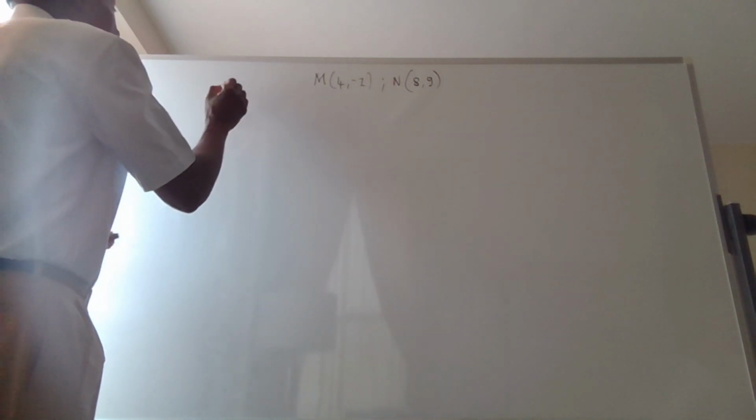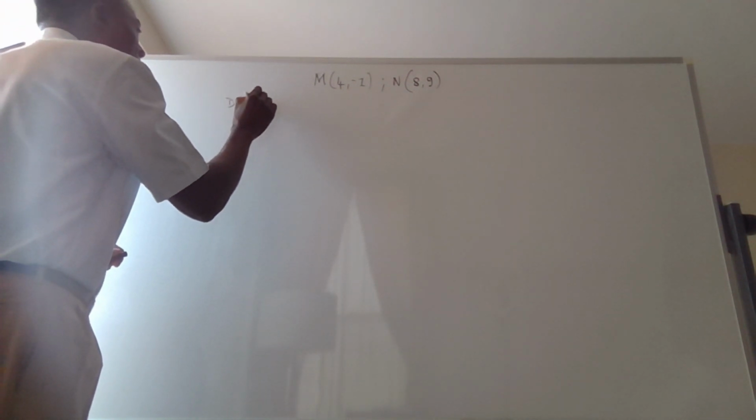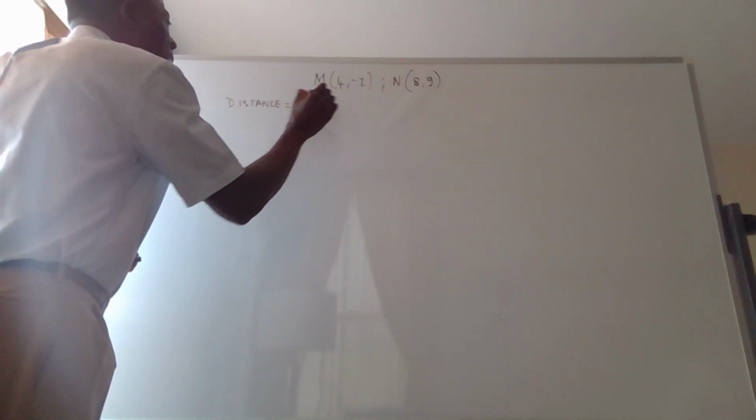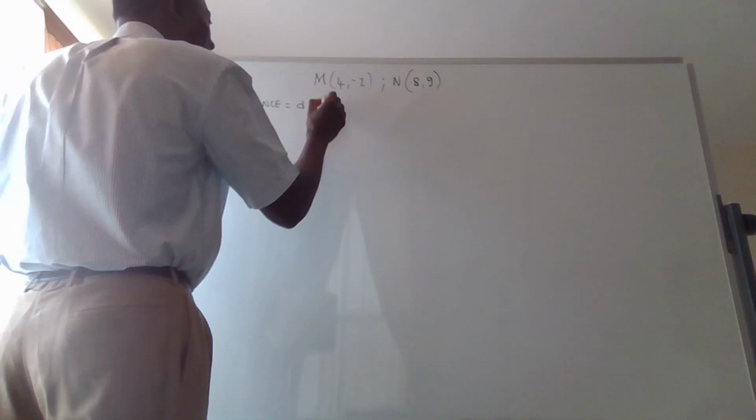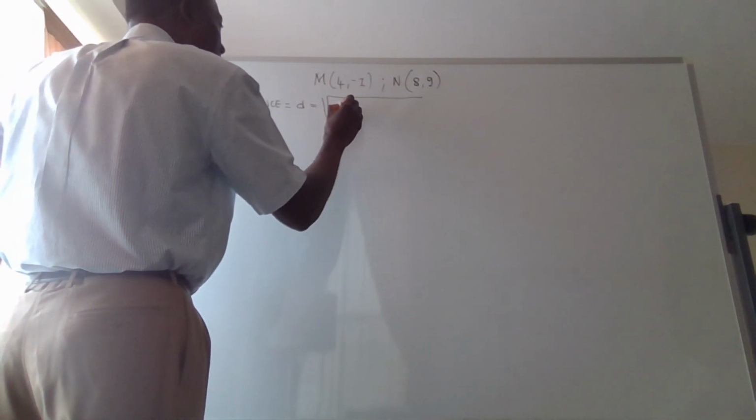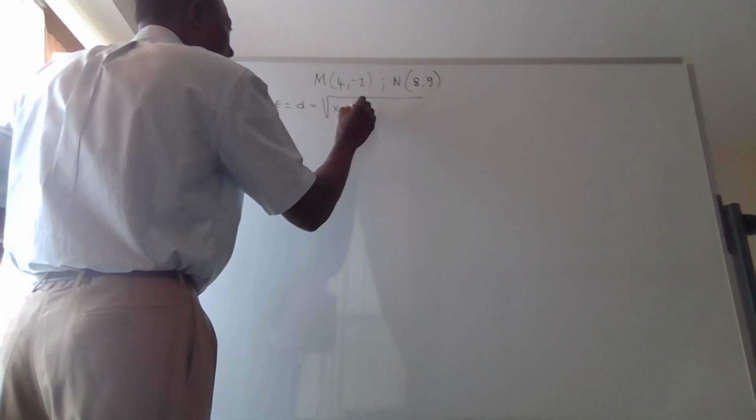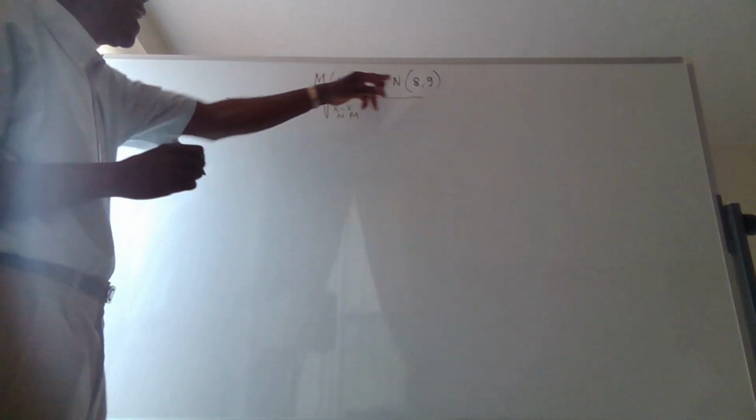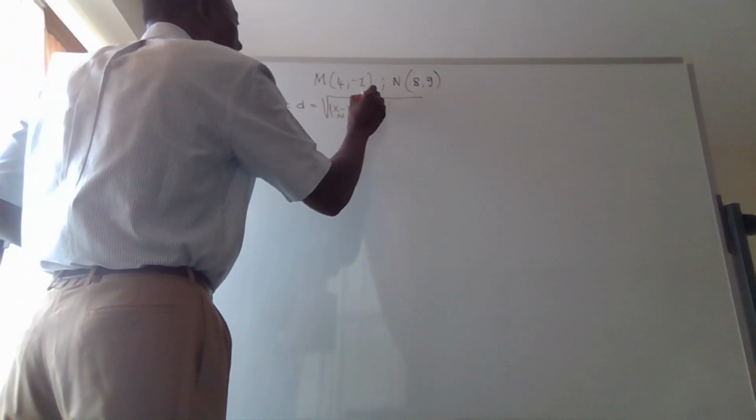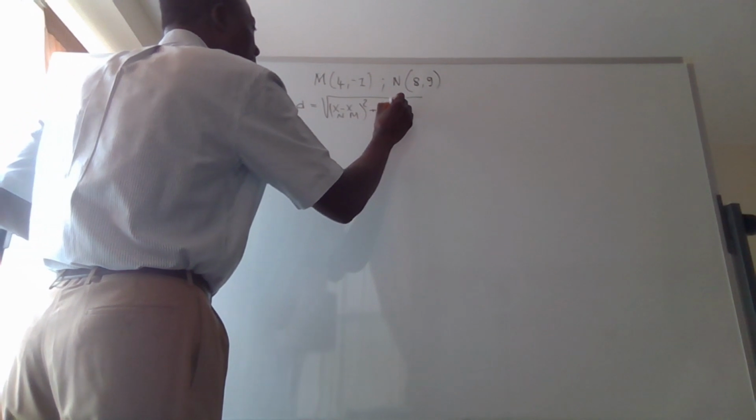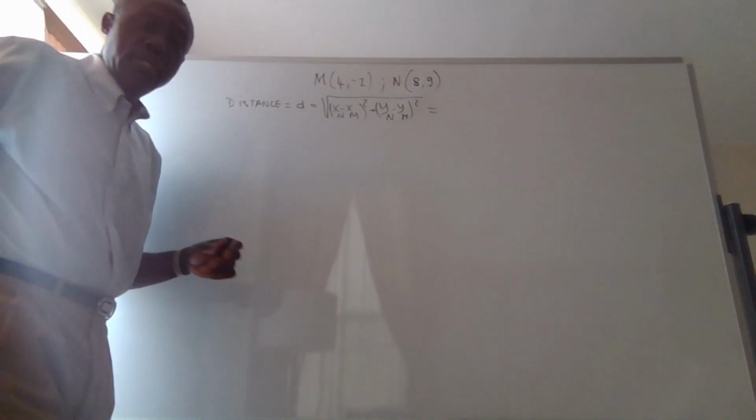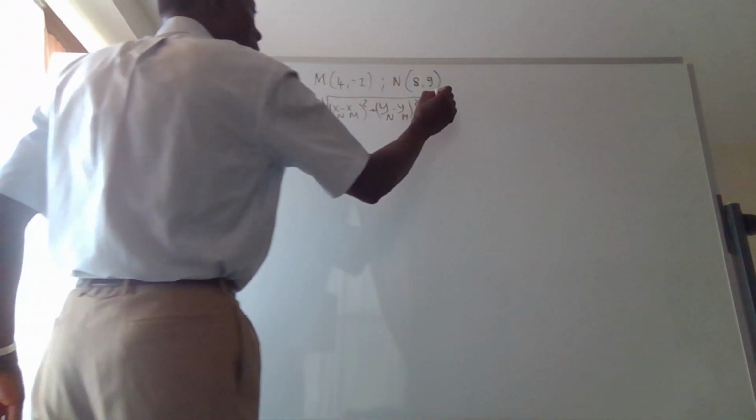So the distance, we're going to call it D, is going to be the square root of (xN minus xM), that means the difference between the abscissas of the two points, squared, plus (yN minus yM) squared.